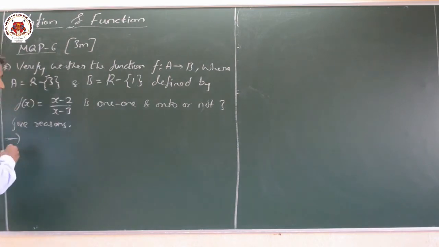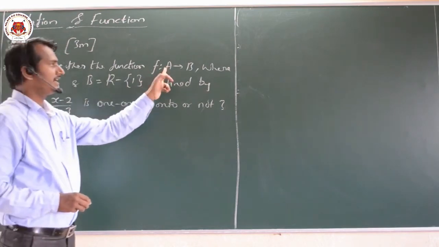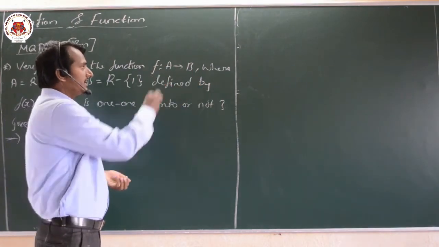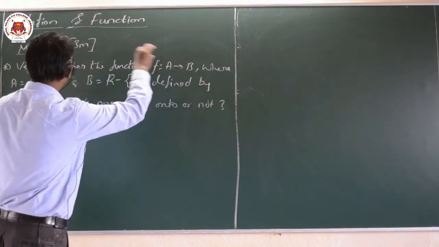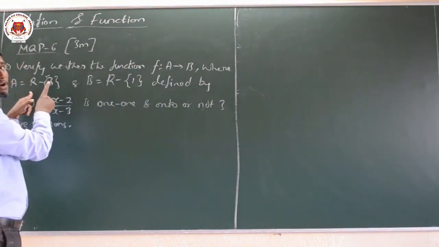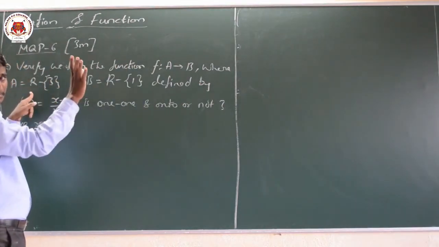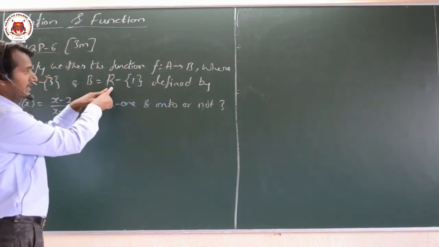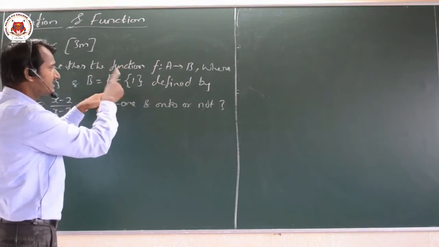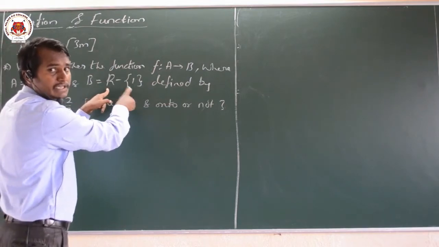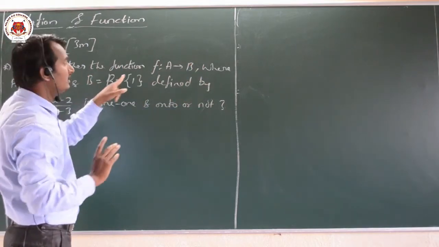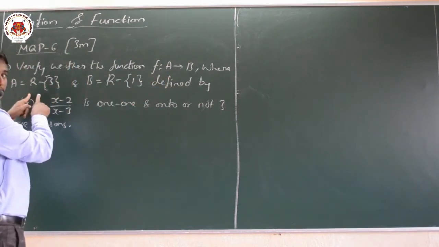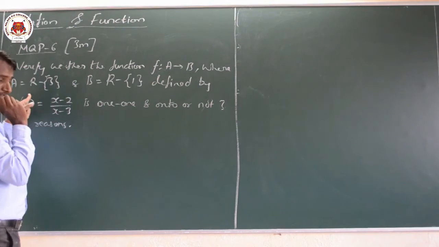Very simple question it is. He had given A and B separately. Function f from A to B. Domain is A and the codomain is the set B. Here the set A is nothing but real numbers, but not 3. Except 3, all the real numbers. And here the set B takes every real number except the value 1. Similarly for A, all real numbers except the value 3 here.